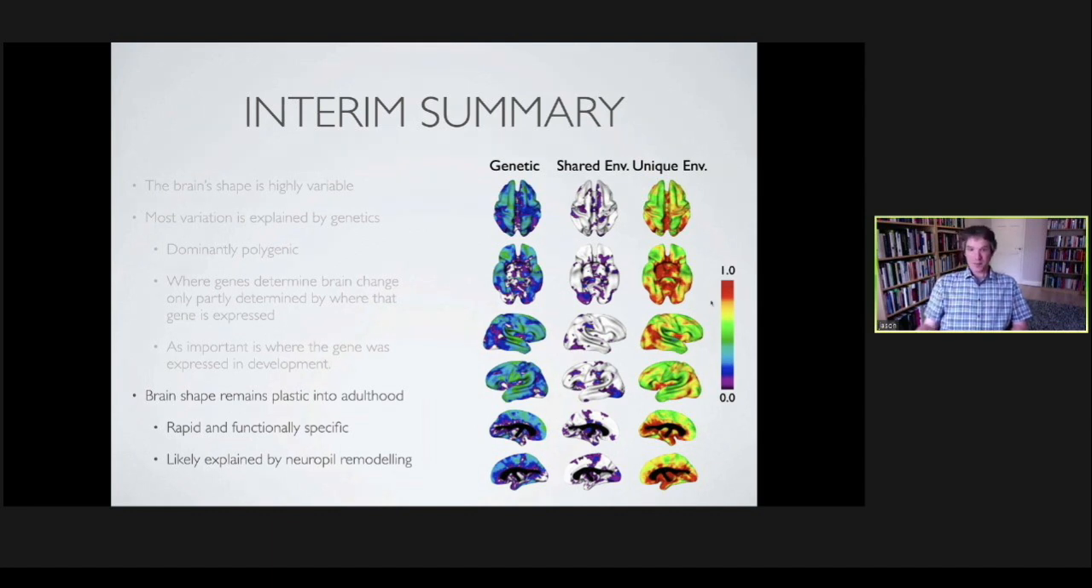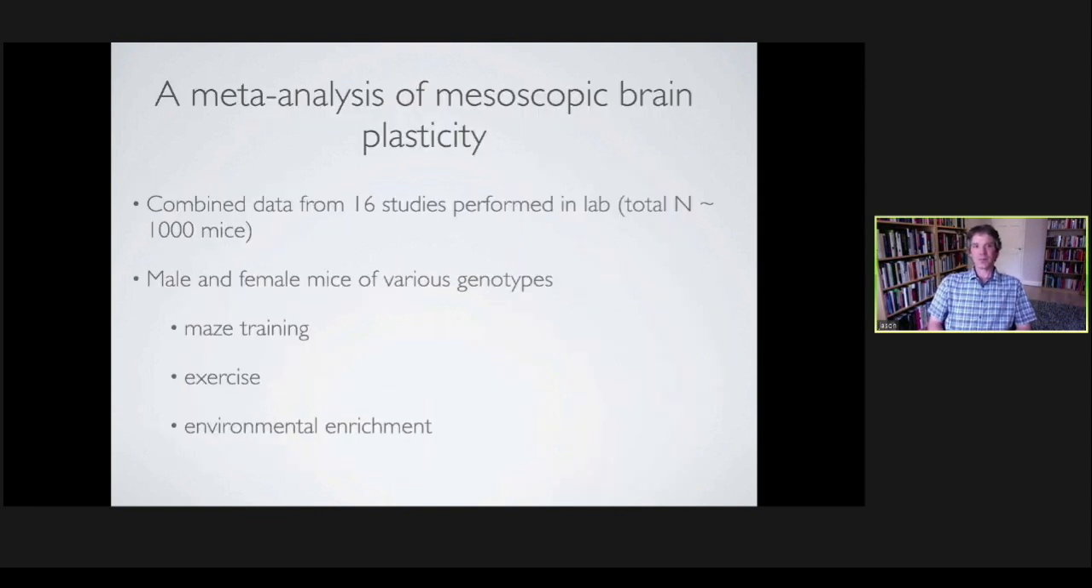But to bring back to this particular slide here, we're looking at genetic and shared environmental changes. I showed multiple changes in genetic influences on the brain, and I just showed multiple examples of shared environment, but how do they actually compare? So for that, we're going to do a meta-analysis of the different brain plasticity studies, some of them I've shown in the previous slides, on its effect on mesoscopic brain plasticity.